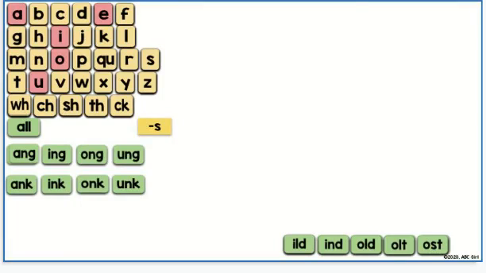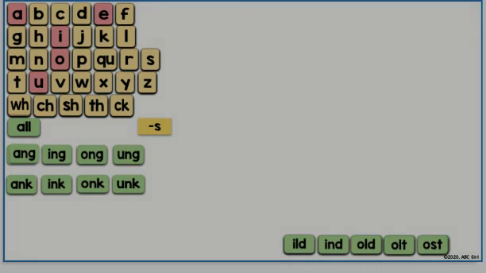All right, guys, let's start with the what says. So I say what says ah. You repeat the sound ah, and you point to A. What says ang? Repeat that sound, ang, and then you're going to point to A-N-G right here.